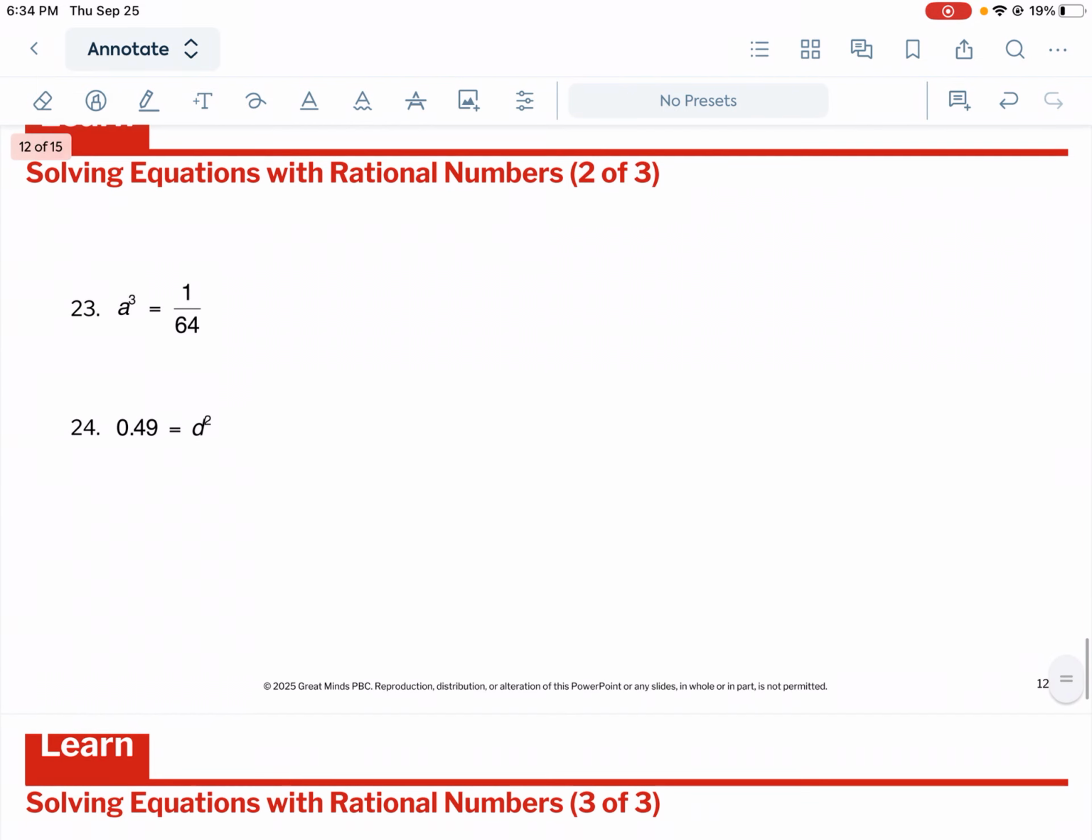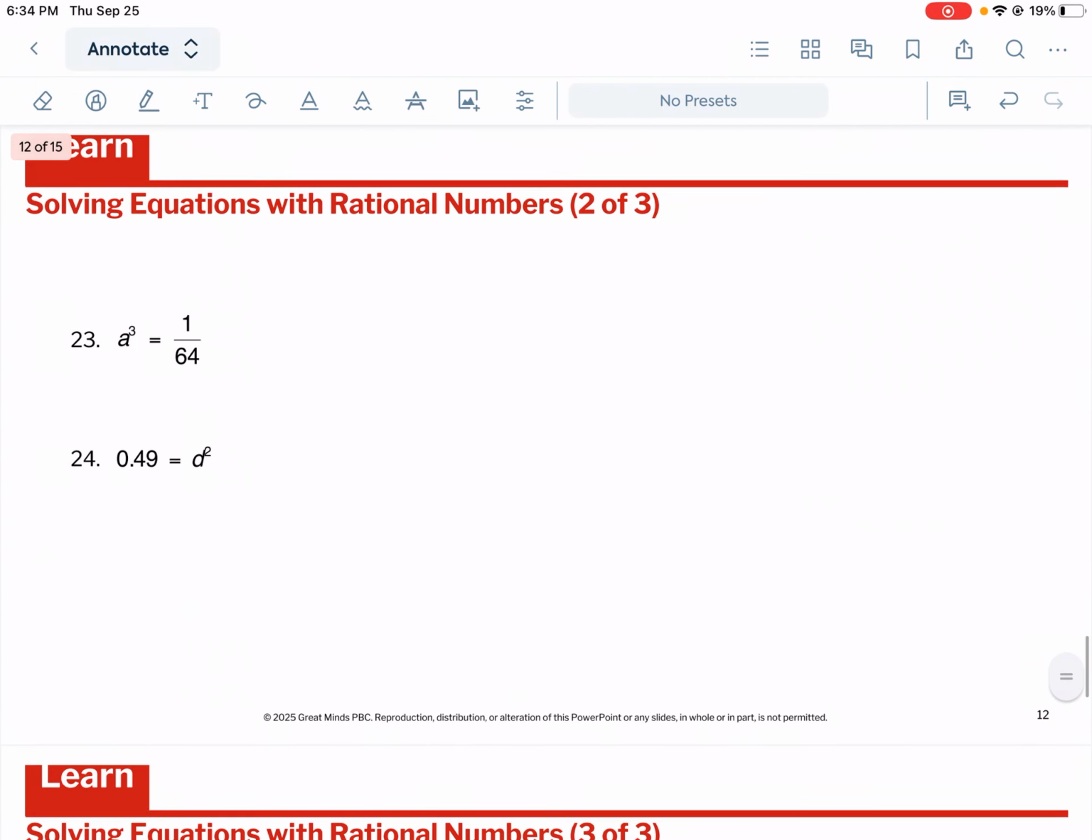Let's scroll a little bit. Let's do, you know what, let's do 23, because 23 is actually pretty similar to a question from lesson 16 exit ticket. It gives us a cubed equals 1 over 64. I know I have to cube root, not square root, but cube root these values just because a is a cubed number. 1 times 1 times 1 is always going to be 1, so our numerator really doesn't matter. We know it's going to be 1.